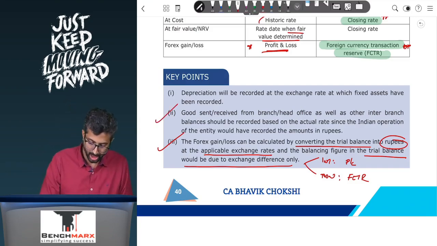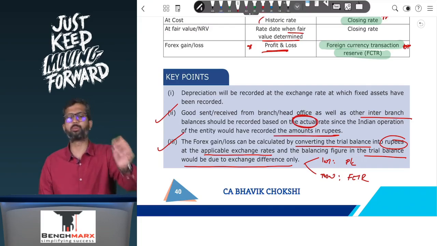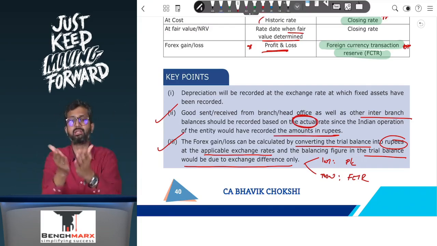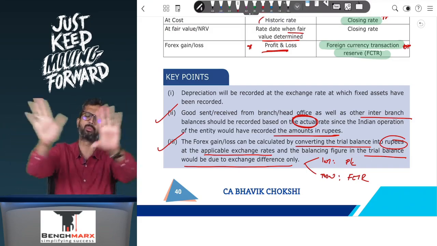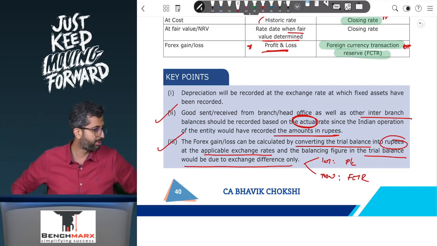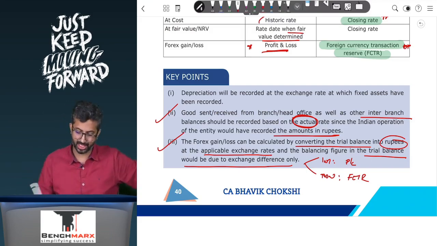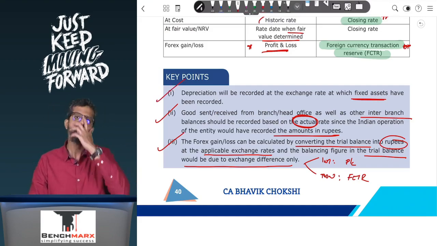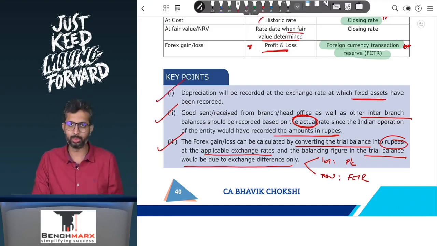So over here you will have point 2, goods sent or received from branch or head office as well as other inter-branch balances should be recorded based on actuals. Since the Indian operation would have recorded the amount in rupees, exactly that amount will be recorded on translation for the foreign branch, so that one company's receivable and other company's payables will exactly eliminate. Depreciation in general will be recorded at the rate at which fixed assets are recorded. If fixed assets are recorded at historical rate, depreciation will be based on that. If fixed assets are recorded at closing rate, depreciation will be based on that.